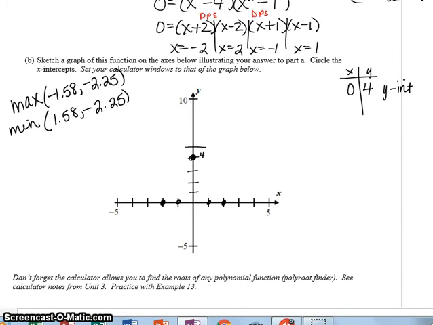All right. So negative 1.58, and then it has to go down as low as negative 2. So this would be negative 1, 2, 3, 4. So negative 2.25.